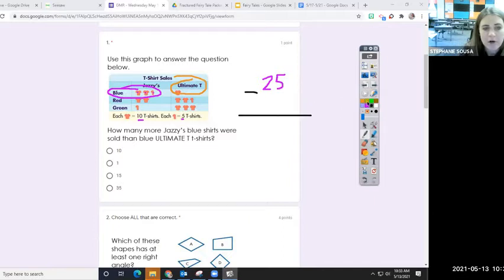Subtract the number of Ultimate T blue shirts, which there's one picture of a full shirt, so that's 10. 5 subtract nothing is 5. 20 subtract 10 is 10. So we put a 1 in the tens place, and we've got 15. How many more blue Jazzy shirts were sold than blue Ultimate t-shirts? The correct answer is 15.